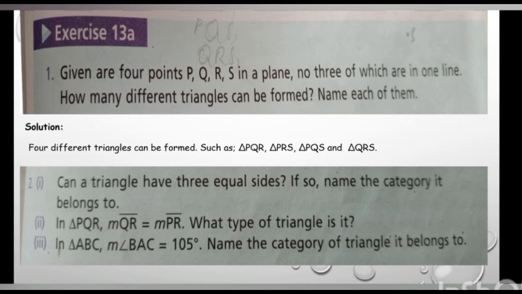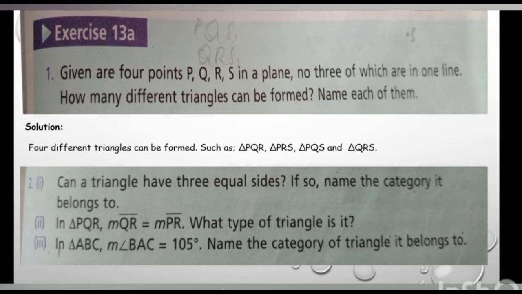Name each of them. So, with the help of these 4 points, 4 different triangles can be formed, and they are triangle PQR, PRS, PQS, and QRS. These are all the possible triangles that can be formed using these 4 points, okay? Now question number 2 is, can a triangle have 3 equal sides? If so, name the category it belongs to. Okay, this is your first question, this is your first part.